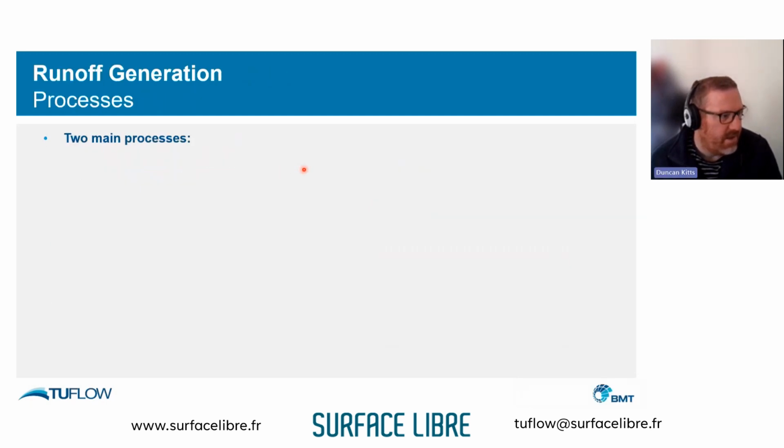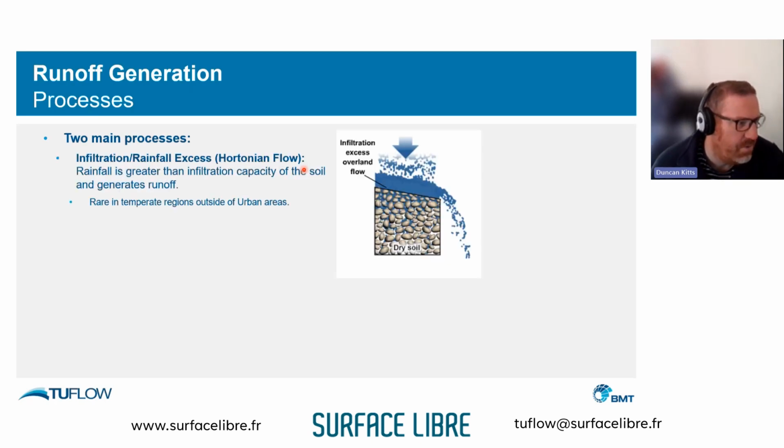In terms of runoff generation, there's two main processes. So there's infiltration excess, or rainfall excess, sometimes called Hortonian flow. This happens when your rainfall rate is greater than the infiltration capacity of the soil. So you might have a rainfall rate of 10 millimeters per hour, and your infiltration rate might be 8 millimeters per hour. Obviously, that 2 millimeters an hour can't get into the soil, so it is infiltration excess and then forms runoff.